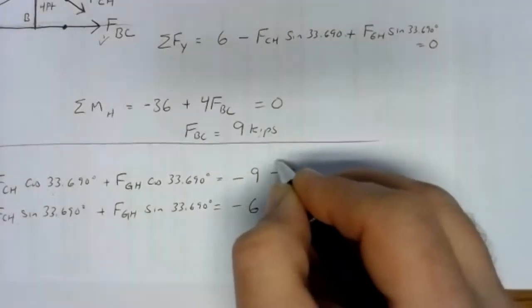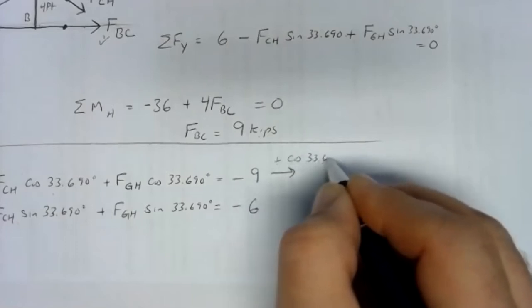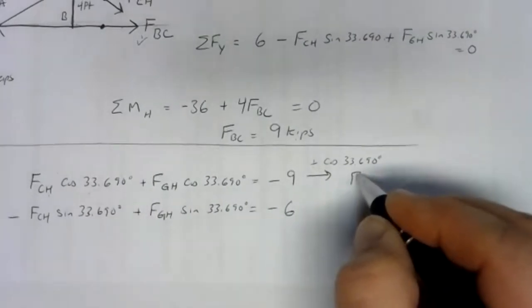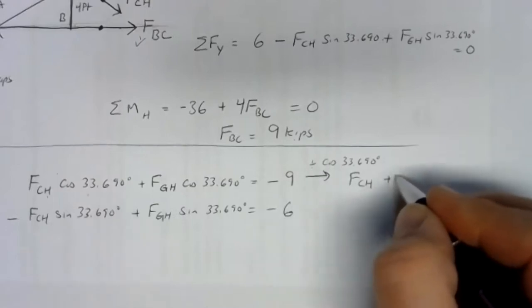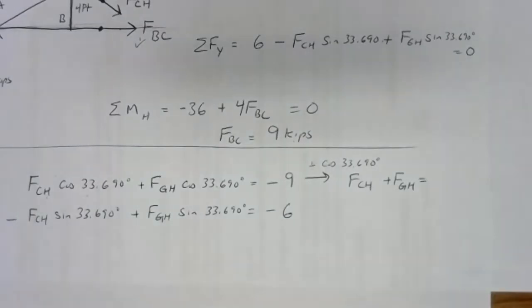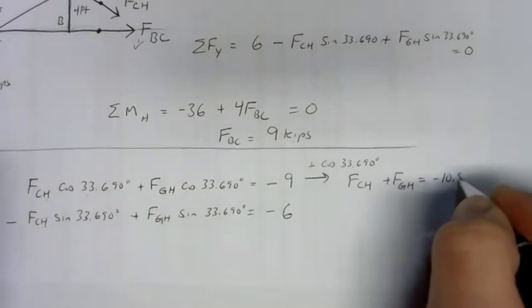So if I divide each term by the cosine of 33.690, I'll get just plain old FCH here. I'll get just plain FGH there. And then I'll get negative 9 divided by the cosine of 33.690. And that's 10.817. So I get negative 10.817.